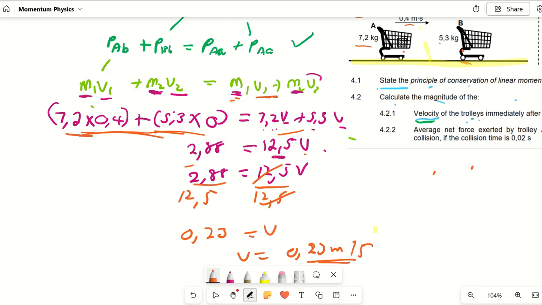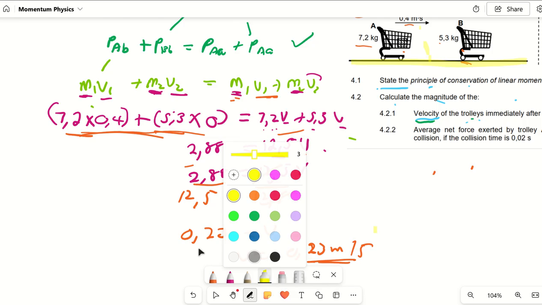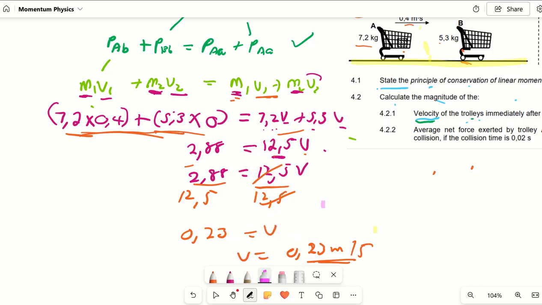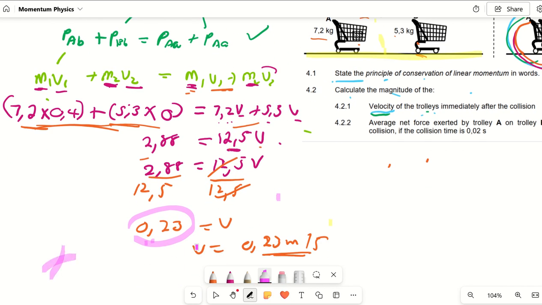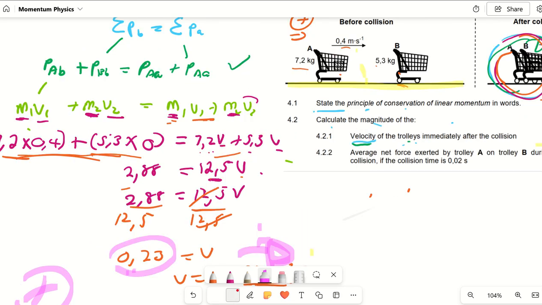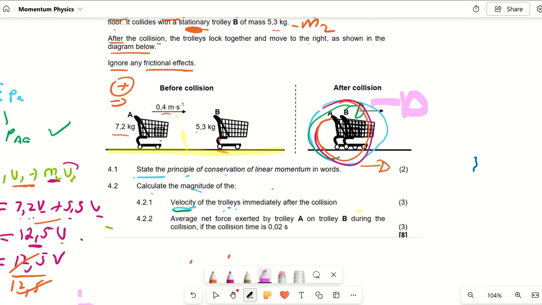Now, there's a way we check, there's a way we confirm our answers in physics. We can't be 100% sure that your answer is correct, but you will have confidence. Look at this answer, it's a positive answer. So it's positive, meaning that it is moving, and we chose right to be positive. So it means the objects are moving in this direction. It tells you your answer is likely correct because the positive 0.23 is heading in this direction. So that's another way of checking how correct your answers are.